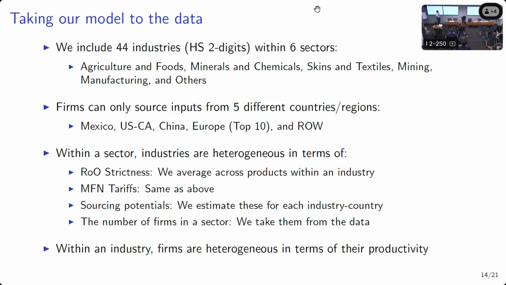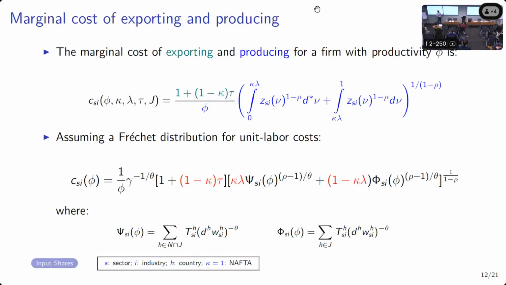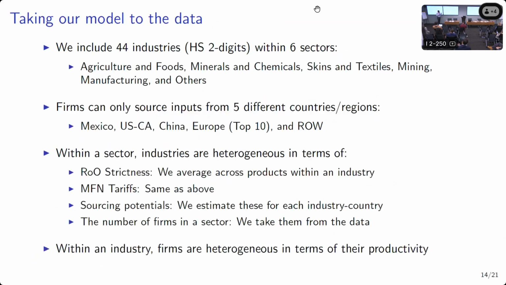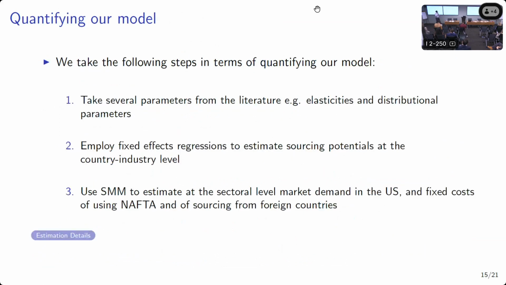Within a sector, we basically feed into the model this data, right? The rule of origin, the share of intermediates that are restricted in these sectors, right? MFN tariffs, we just take the data for the US. We estimate sourcing potentials. Sourcing potentials are basically these terms inside of here: how attractive it is for a Mexican firm in the automotive sector to source intermediates from China. We basically estimate those, and the number of firms in a sector. Okay, and within an industry, firms are only going to be heterogeneous in terms of their productivity.